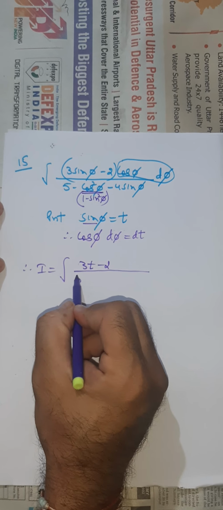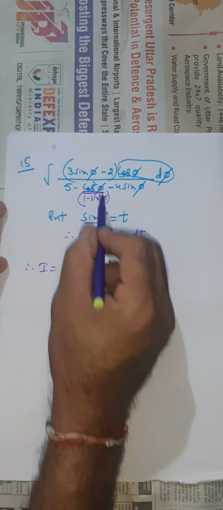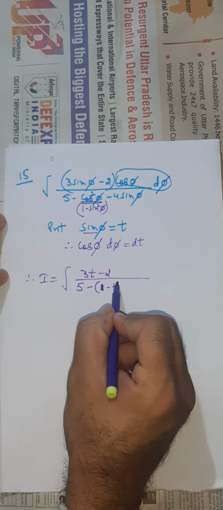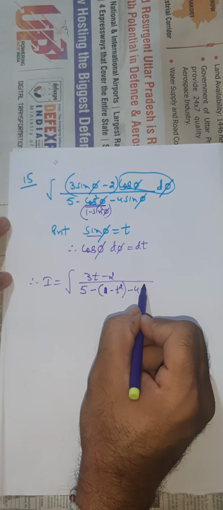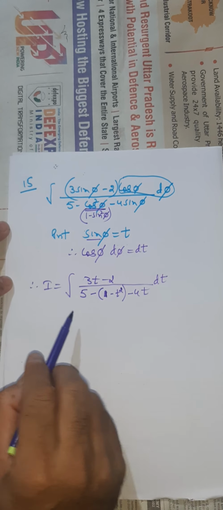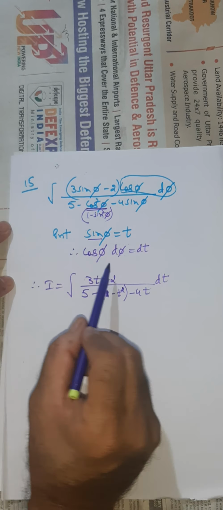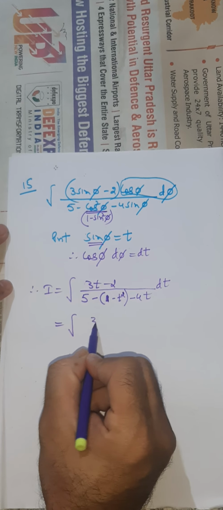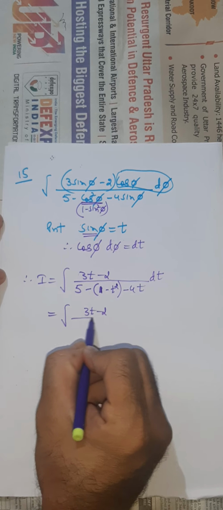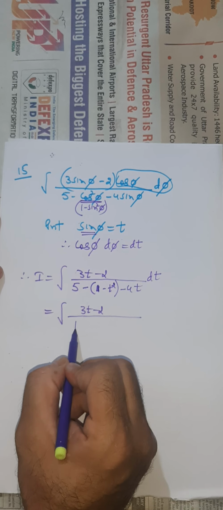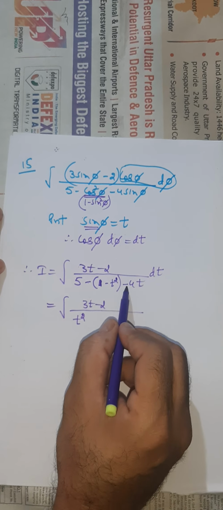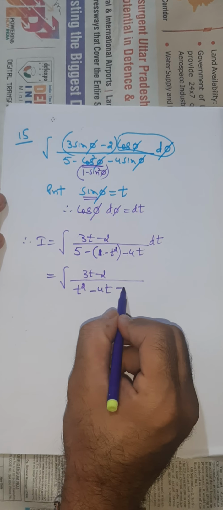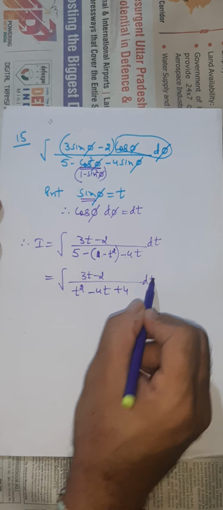here I have taken t, so 3t minus 2 upon 5 as it is, minus what's cos square? 1 minus sine square, so 1 minus t square, minus 4t dt. Cos square is 1 minus sine square, so 1 minus t square. So what you will get from this? Minus minus will be plus t square. This is minus 4t, and 5 minus 1, that's just 4.